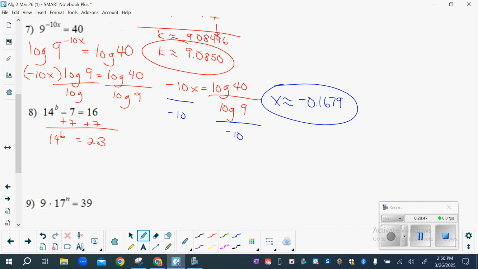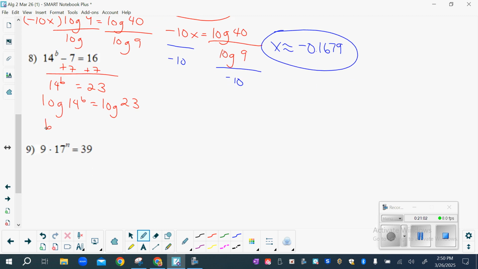So this equals 23 because we added 7 to both sides. And then we're going to take the log of both sides. Move that exponent to the front. That's why we use the log, so we can move that exponent and solve for it. And then divide by log 14. So B is 1.1881.